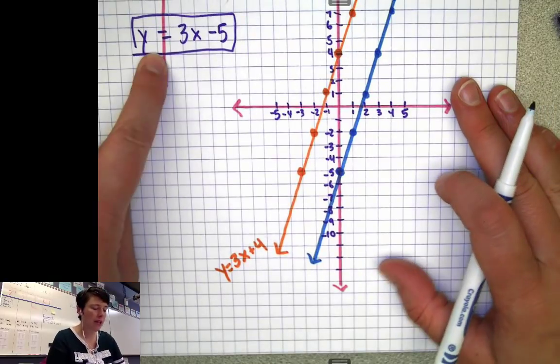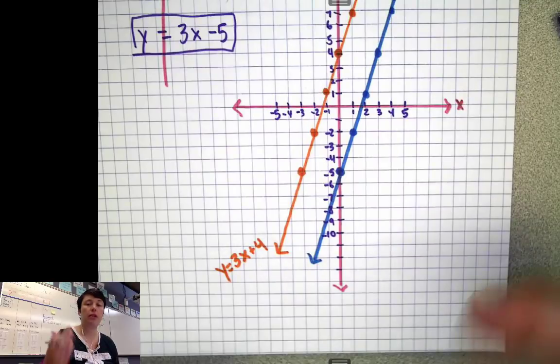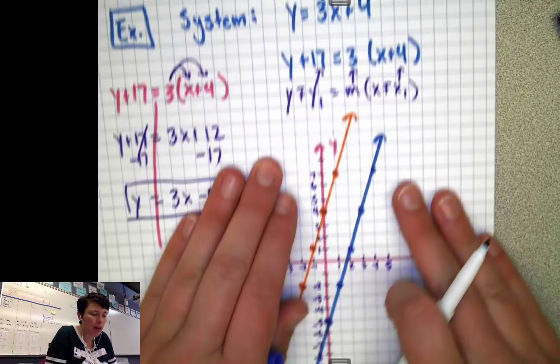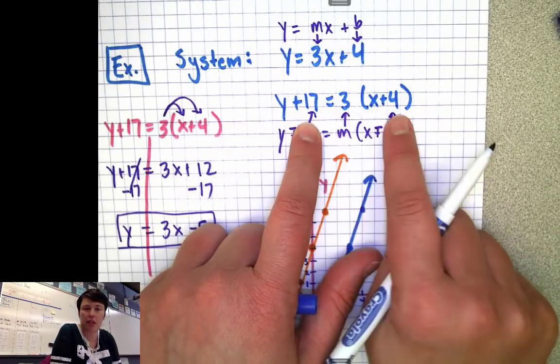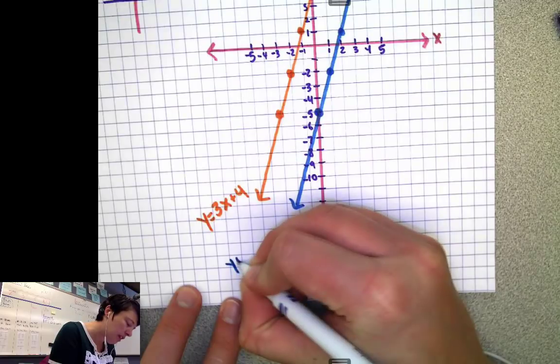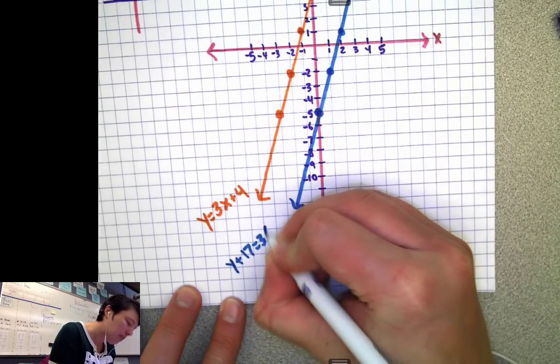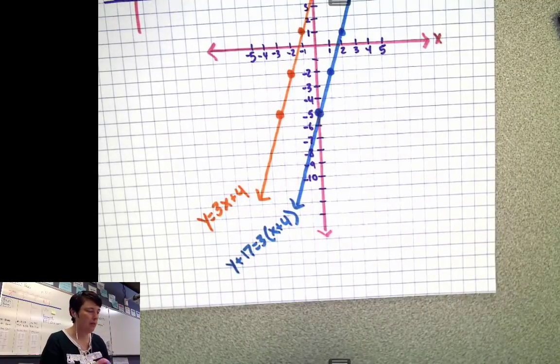Now, instead of writing y equals 3x minus 5 down here by the arrow, I'm going to write what the original problem was. And the original problem was the point slope form. Y plus 17 equals 3 times x plus 4. So that's what I'm putting down by the arrow. That's going to be my appropriate label.